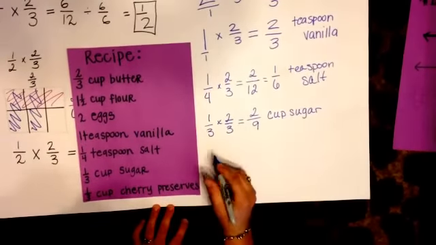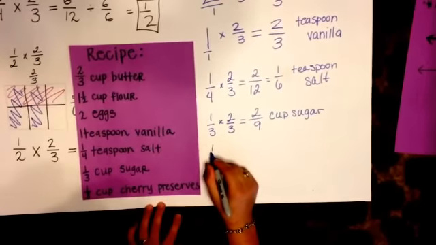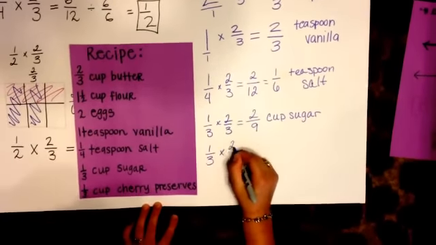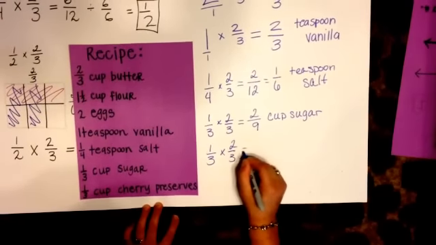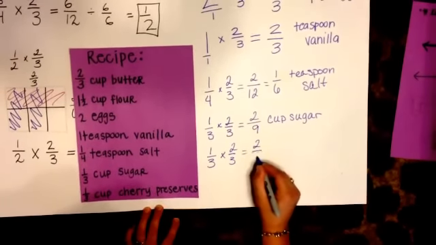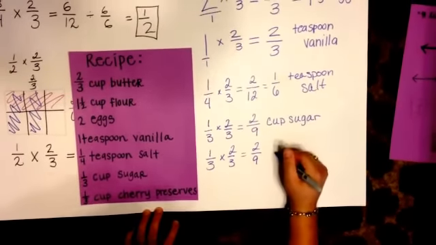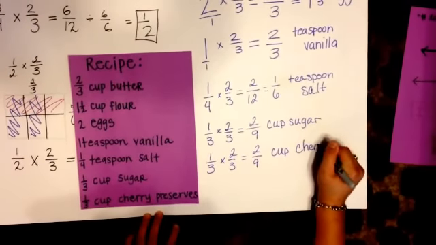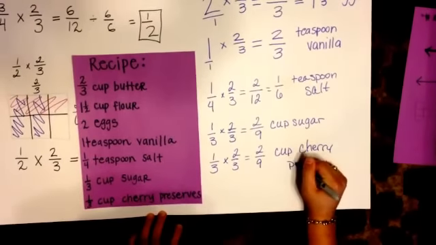The last ingredient is our cherry preserves. We need 1/3 for our original recipe times 2/3 gives us 2/9 again. So we need 2/9 cups of cherry preserves.